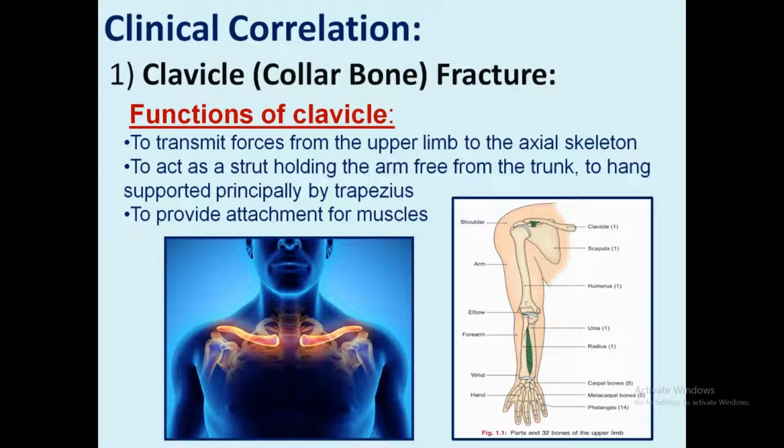Next are the functions of the clavicle. The clavicle bone transmits the forces from the upper limb to the axial skeleton. This is the upper limb. The clavicle bone supports the shoulder region so that the arm can swing clear away from the trunk, which is supported principally by the trapezius muscle, and it also provides attachment for muscles. And this is the clavicle bone.